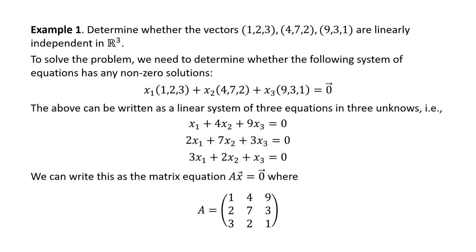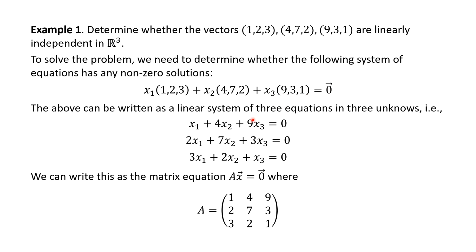We can use the previous theorem to determine whether or not a set of vectors is linearly independent, and we have an example of that here. We have three vectors, (1, 2, 3), (4, 7, 2), and (9, 3, 1). What we want to show is that if we take a linear combination, as I have here, and it's equal to 0, then the coefficients x1, x2, x3 must be equal to 0.